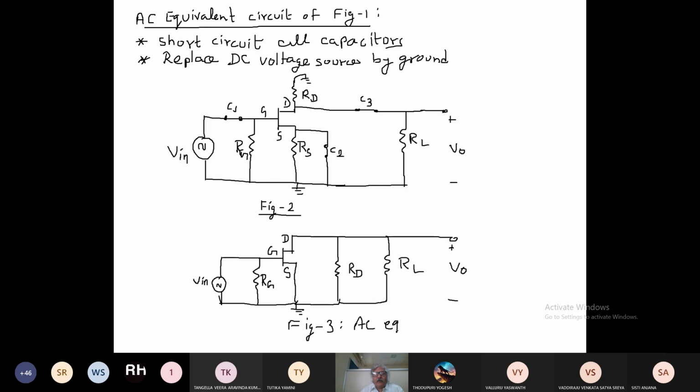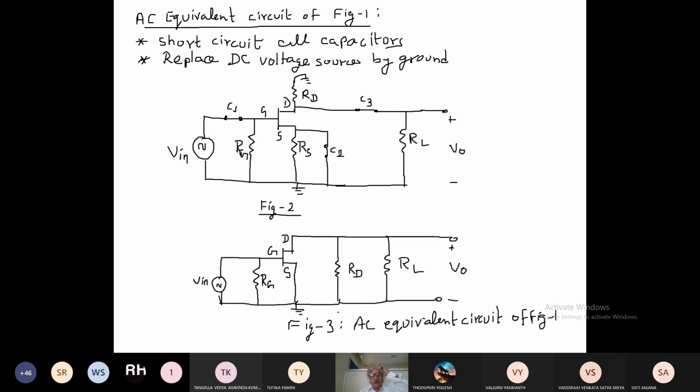AC equivalent circuit of figure 1, right? So whatever was our figure 1, its equivalent AC circuit is this, right? So in this way we have drawn the AC equivalent circuit.